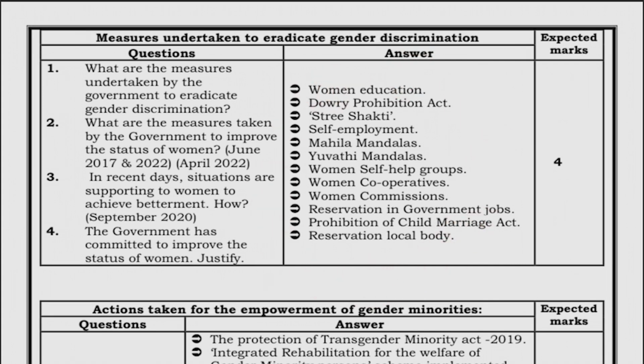So, which are those measures undertaken by the government? First is women education, Dowry Prohibition Act, Stree Shakti, self-employment, Mahila Mandalas, Yuvati Mandalas, women self-help groups, women cooperatives, women commissions, reservation in government jobs, Prohibition of Child Marriage Act, reservation in local bodies.